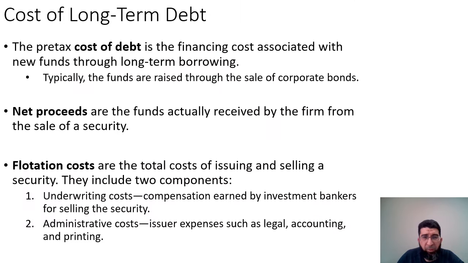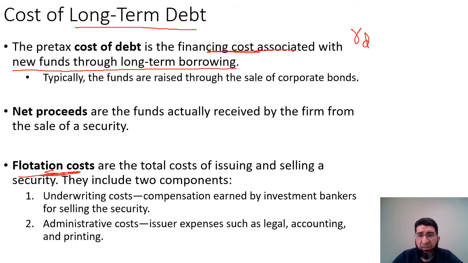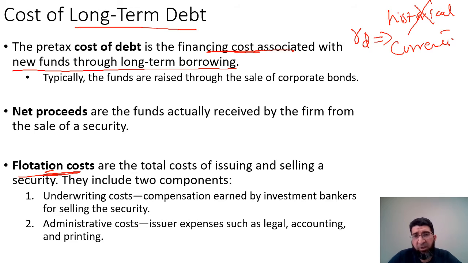So let's begin with a few of the definitions. For instance, the cost of long-term debt requires us to know about the flotation cost. We'll begin from the pre-tax cost of debt, which is the financing cost associated with the new funds through long-term borrowing. So one has to remember that whenever we are calculating the cost of debt, which is represented with RD, it has to be measured not on a historical basis, but rather on current values. So what is the current value of the cost of debt?